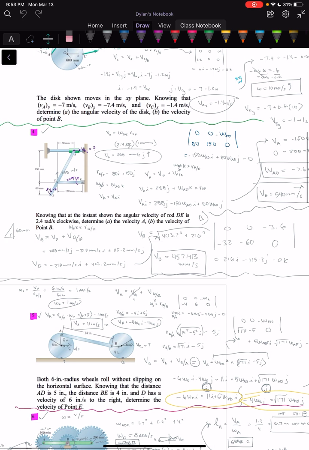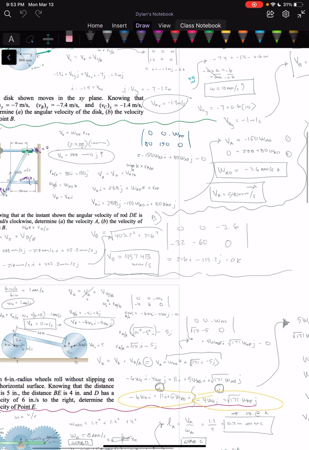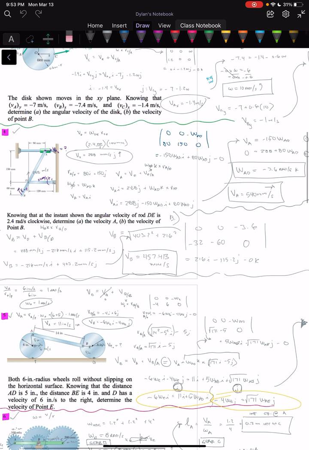And then for part B, we were able to solve for the angular velocity from A to D first, and then plug that back into our VA equation.